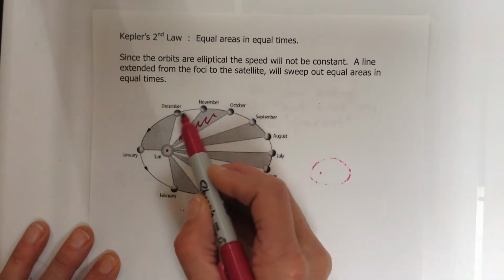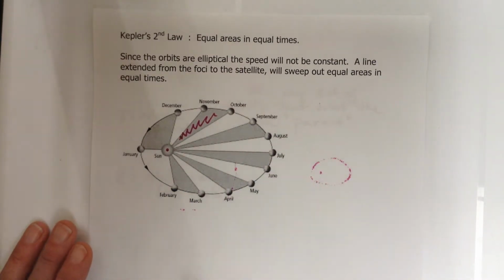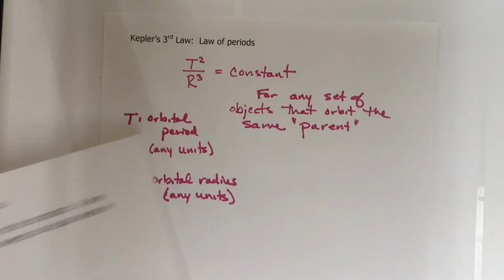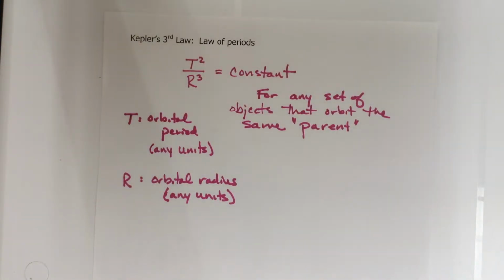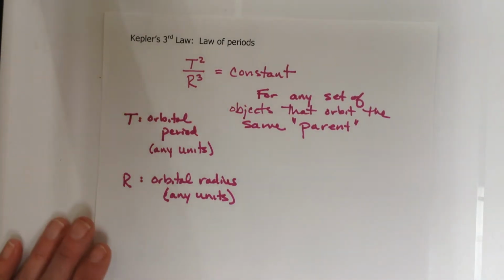So each month, if I were to calculate that area, it would be equal amounts. So that's Kepler's second law. There's not too much that we'll be doing with that in this unit. The third one is the one where the money is. This is a derivation that you should all be able to do.